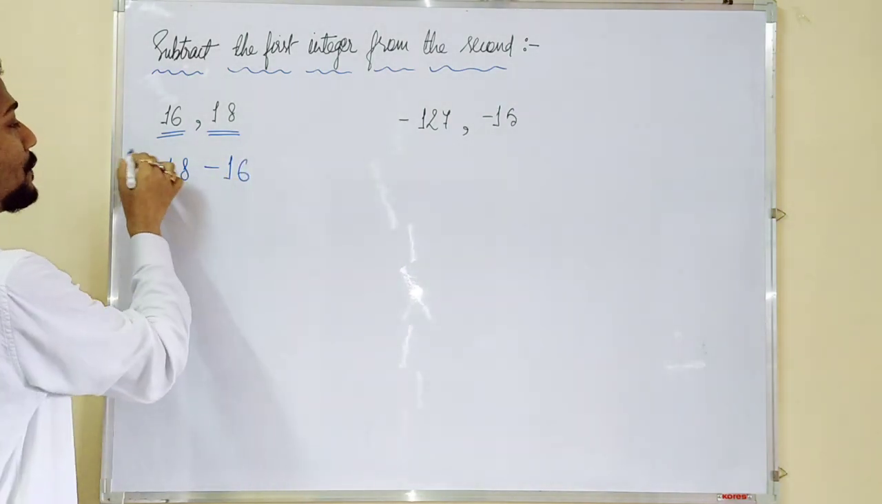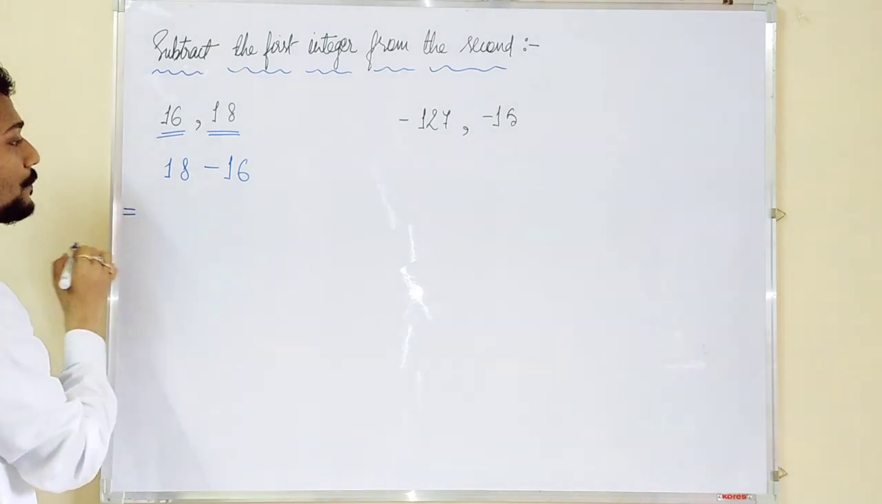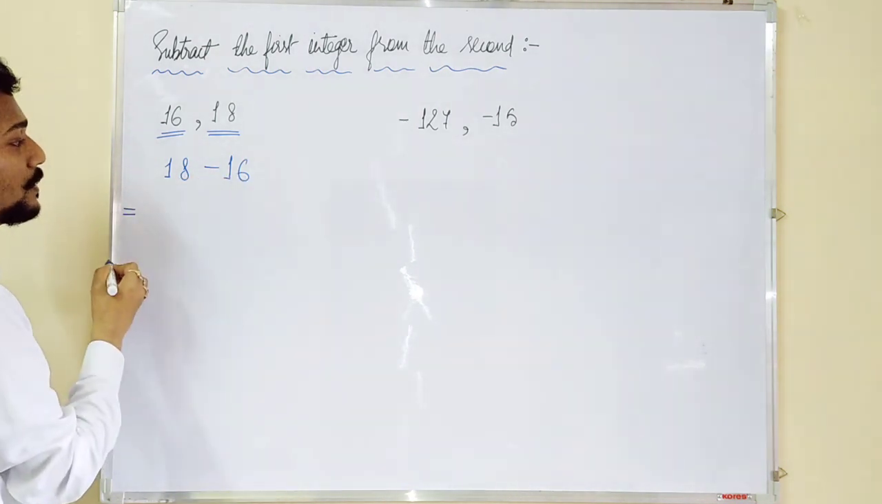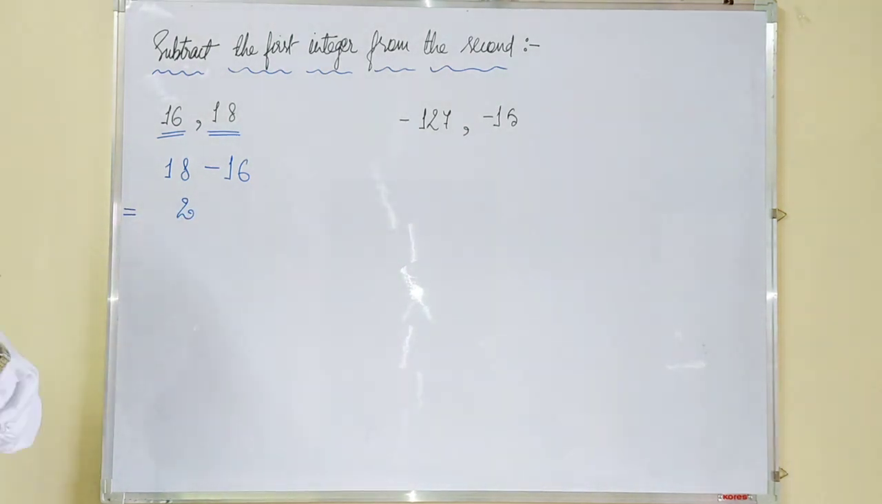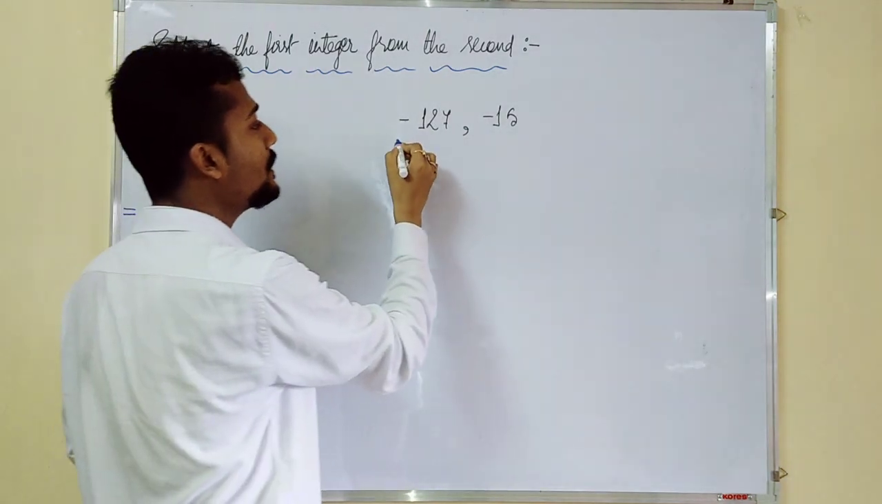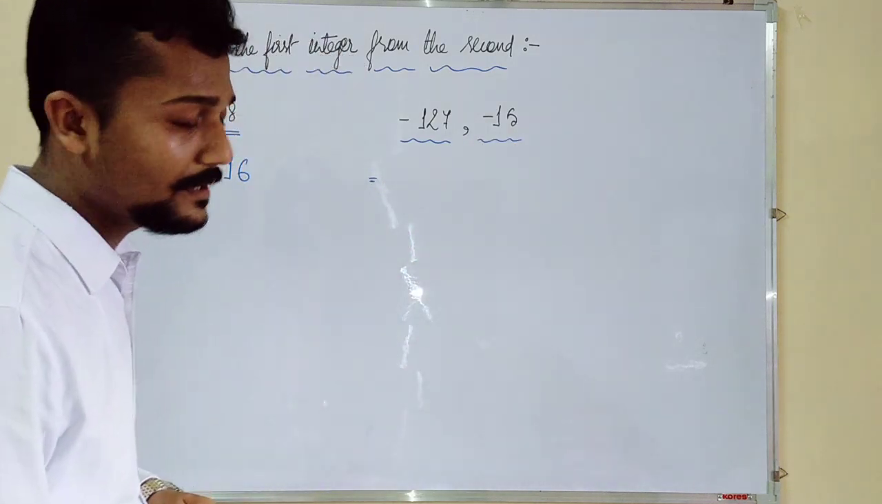Okay. So here I am not going to put any equal to symbol. Next line I am going to put one equal to. So 18 minus 16 is equal to what? 2, isn't it? So the answer will be 2. Next, 127 minus 15.